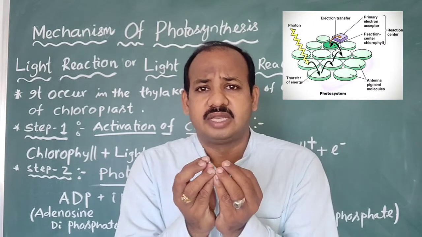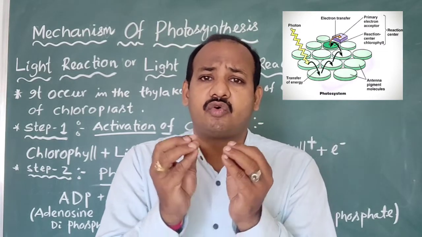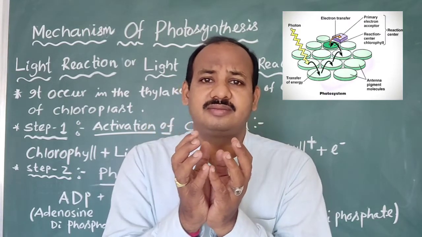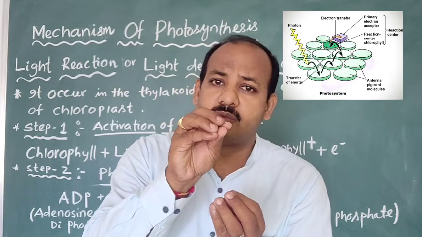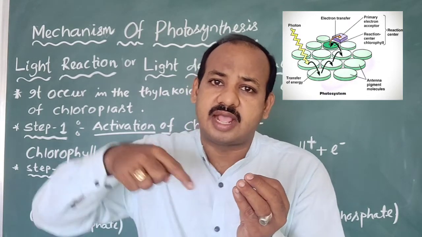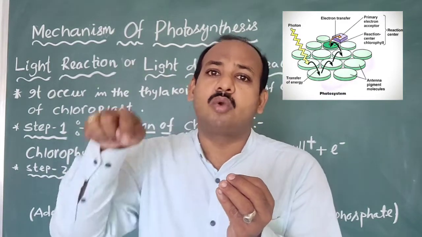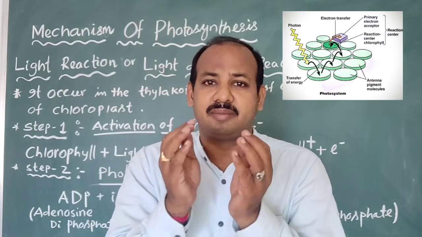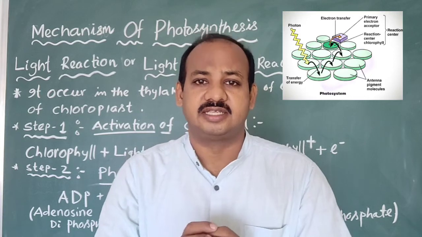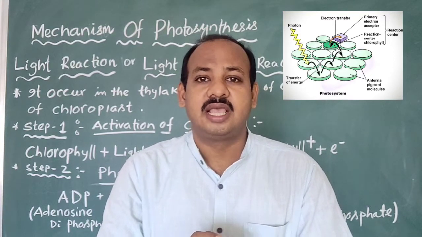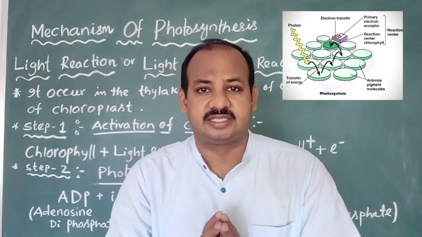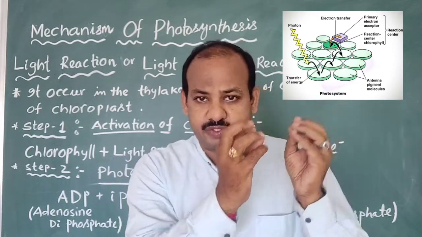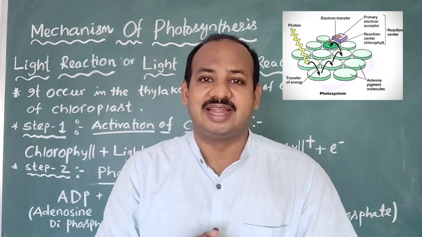Around 250 to 400 pigments are grouped together, and the chlorophyll molecule will be at the center and the other accessory pigments will be around the centrally located chlorophyll pigment, and they make a reaction center, also called a light harvesting complex. These light harvesting complexes absorb the solar energy.